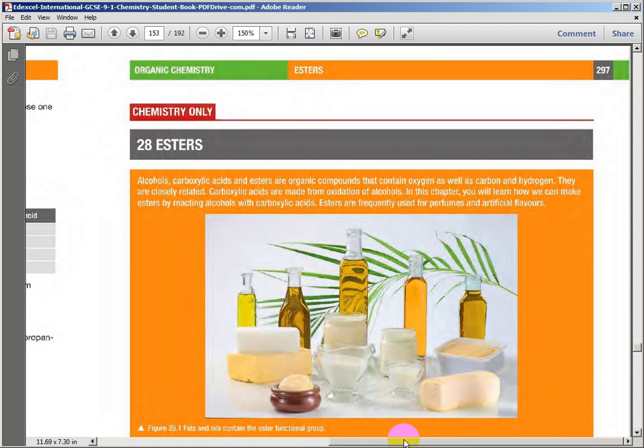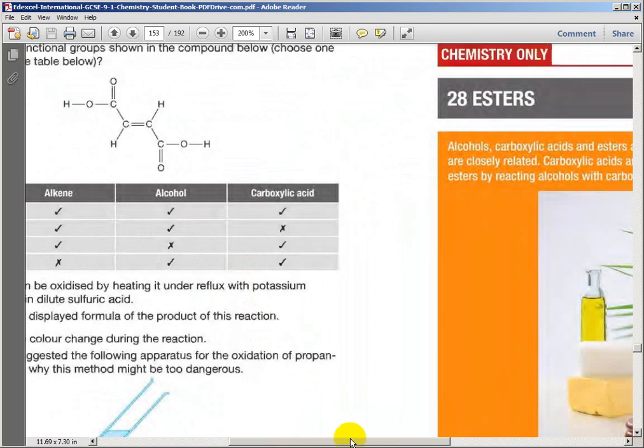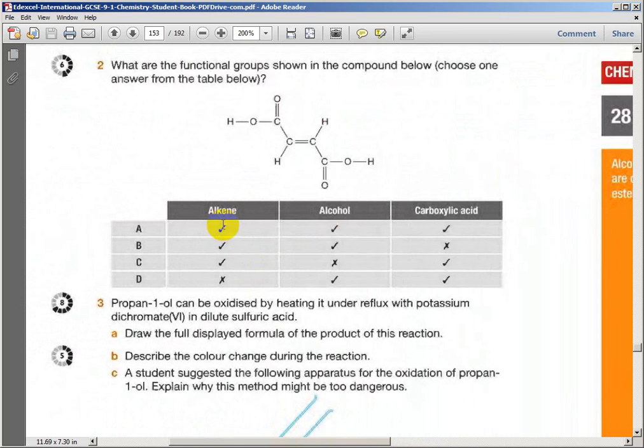Next chapter is stirred. Okay, look, which functional group is present here? Which functional group is in this compound? A is alkene, alcohol, carboxylic acid. Option B, alkene, alcohol, carboxylic acid. Option C, alkene and carboxylic acid. Option D, alcohol and carboxylic acid. Which functional group is present in this compound? Choose the answer from them.